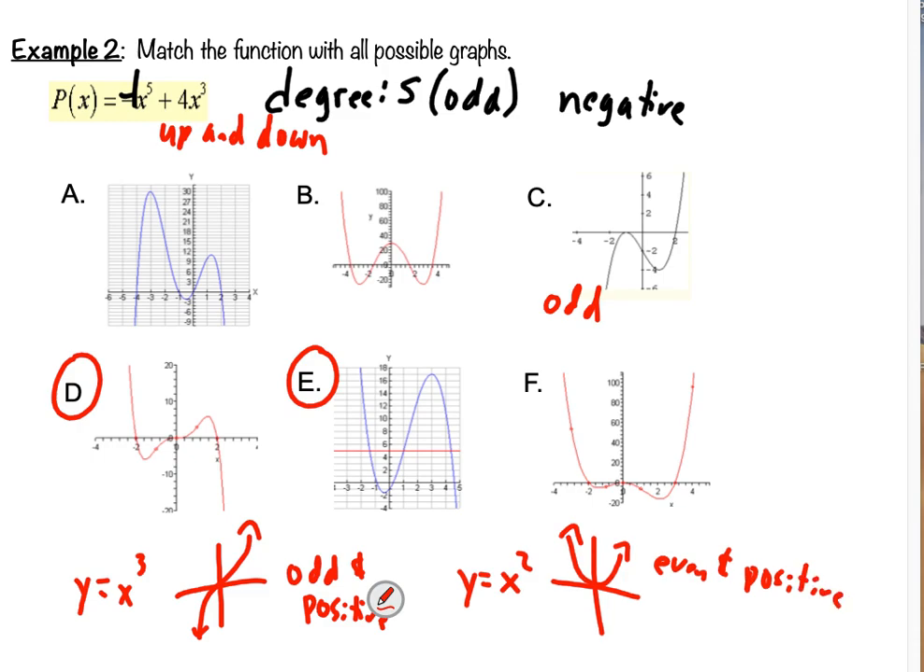Because if I have those two examples in my head, then I know that if it's y equals negative x to the 3rd, it's going to be up and then down. And if it's even and negative, then I know it's going to be down and down, because it's just the opposite directions of the positive ones I have there.